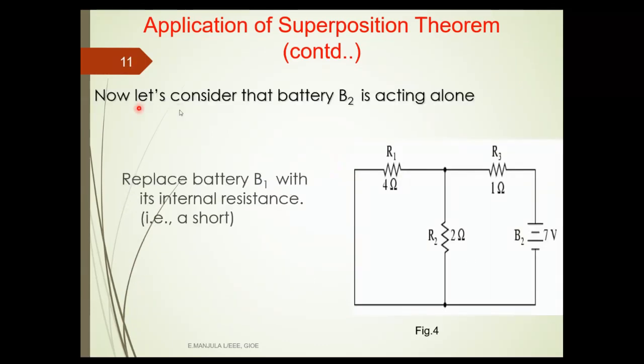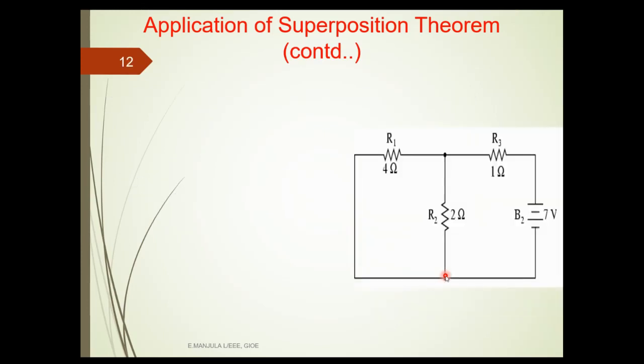Now let's consider that battery 2 is acting alone. So we have to put in battery 2. Now only battery 2 is present. Battery 1 is replaced by a short. So replace battery 1 with its internal resistance, that is a short. So here we know the resistance R3 is 1 ohm, R1 is 4 ohm and R2 is 2 ohm. In the same way as we calculated previously, we will calculate this part.